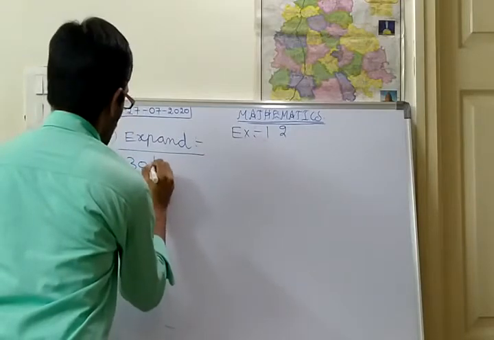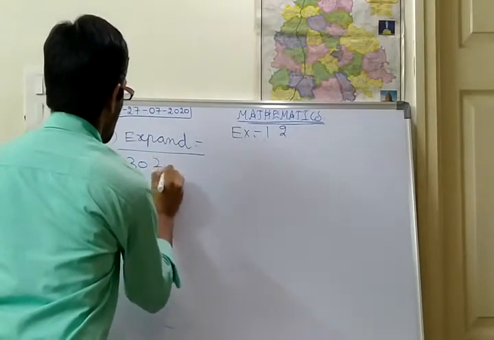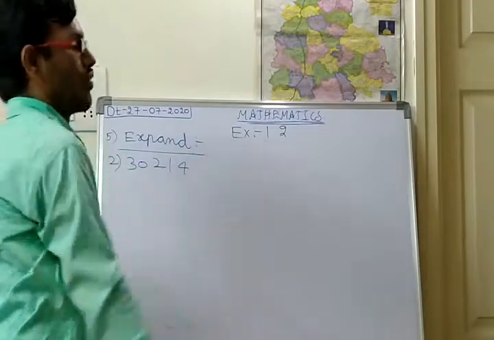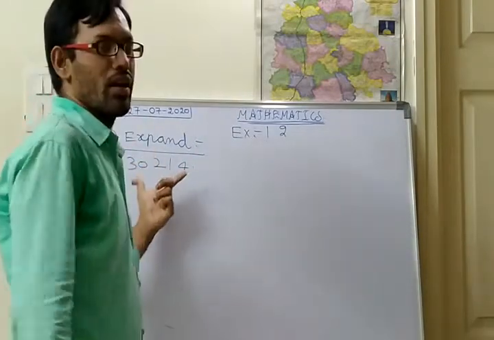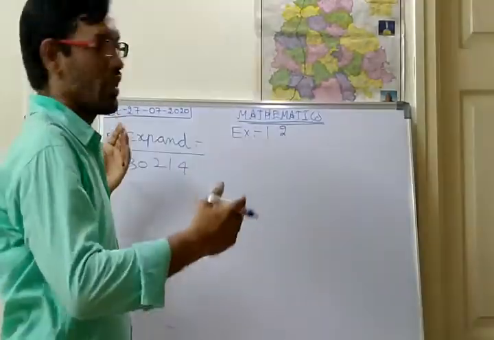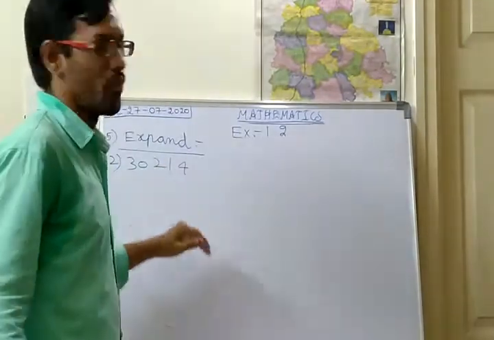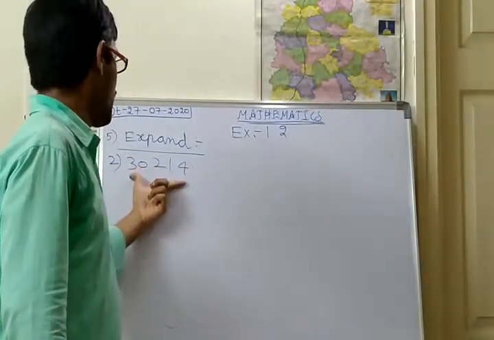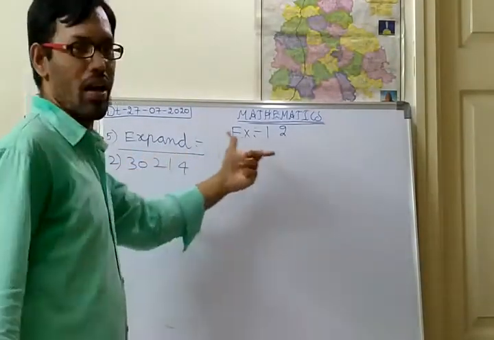30214. In the previous bit, they gave the expansion and told us to write in the short form. Now here they are giving the short form, and they are asking us to expand.